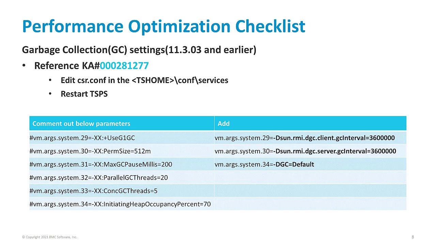In case of high memory issues, make sure that this garbage collection configuration is done on the TSPS. If you are using 11.3.03 or an earlier version of TSPS, we recommend making changes for garbage collection as shown in this table. Comment out the existing garbage collection parameters present in the csr.conf file located in the TSOM conf services directory. The parameters that need to be commented out are shown in the first column of the table, and the ones that need to be added are shown in the second column.